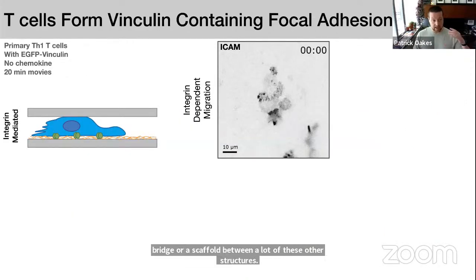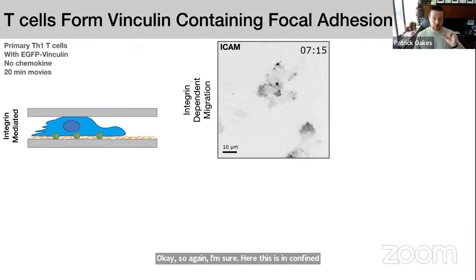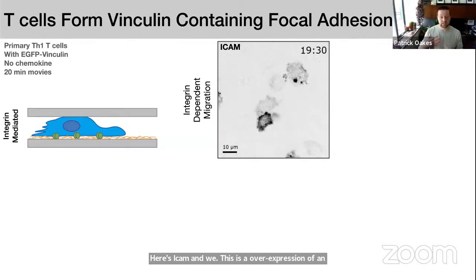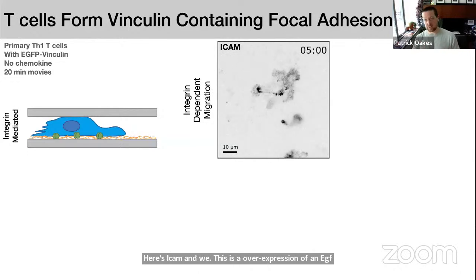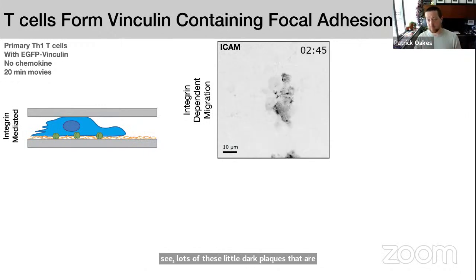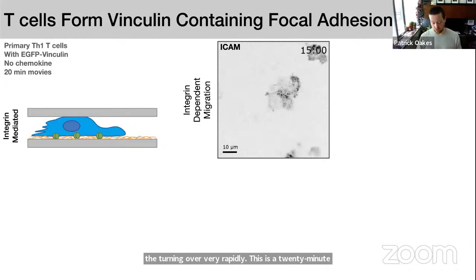Okay, so again, I'm showing you here, this is in confined setups. Here's ICAM, this is an overexpression of an EGFP vinculin construct. And what you can see is lots of these little dark plaques that are consistent with this idea of a focal adhesion, right? And so they're all localizing and they're turning over very rapidly. This is a 20-minute movie, but they're there and they're present and they do all the things that you would expect.